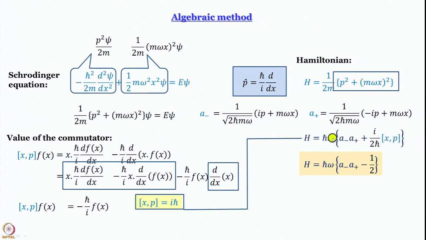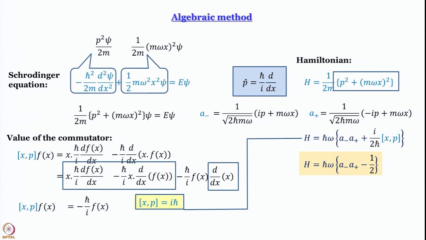I into I is minus 1. H cross in the numerator and H cross in the denominator cancel each other. We are left with 2 in the denominator. So, minus 1 by 2. So, it is so simple. The Hamiltonian simply becomes H cross omega A minus A plus minus half.